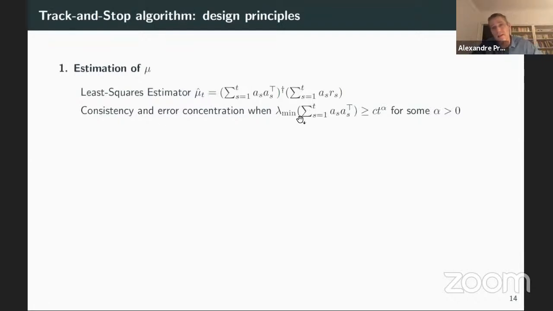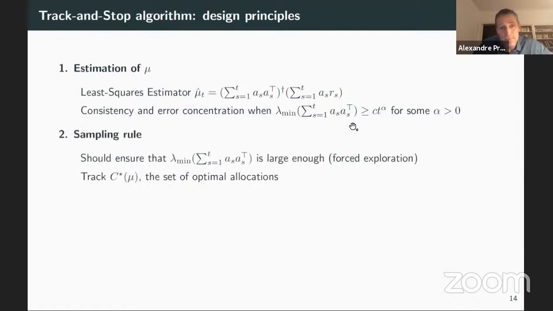very dependent on the smallest eigenvalue of the covariate matrix. The sampling rule will actually ensure that this smallest eigenvalue is large enough so that we can have this certainty equivalence principle. And this is a component in the sampling rule that we call forced exploration. And the second component of the sampling rule is that it's going to track the optimal allocation C star of mu by just replacing mu by its least square estimators.